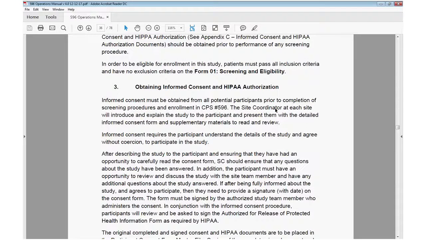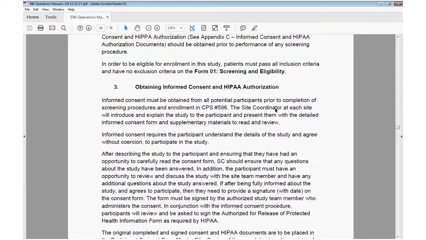Informed consent and HIPAA authorization. Informed consent must be obtained from all potential participants prior to completion of screening procedures and enrollment in CSP 596. The site coordinator at each site will introduce and explain the study to the participant and present them with a detailed informed consent and supplementary materials to read and review.